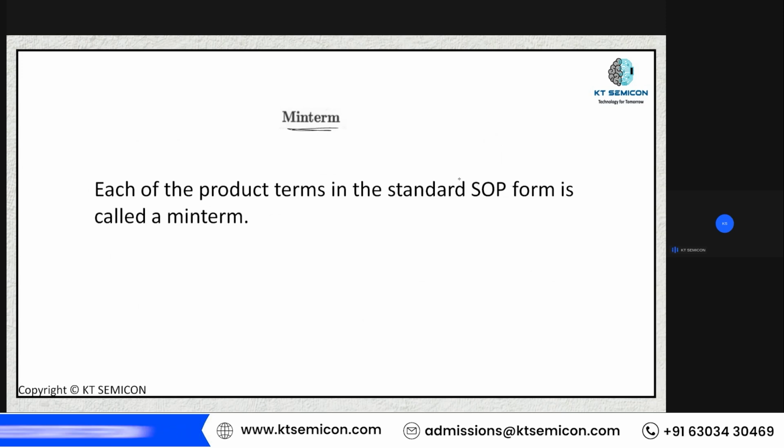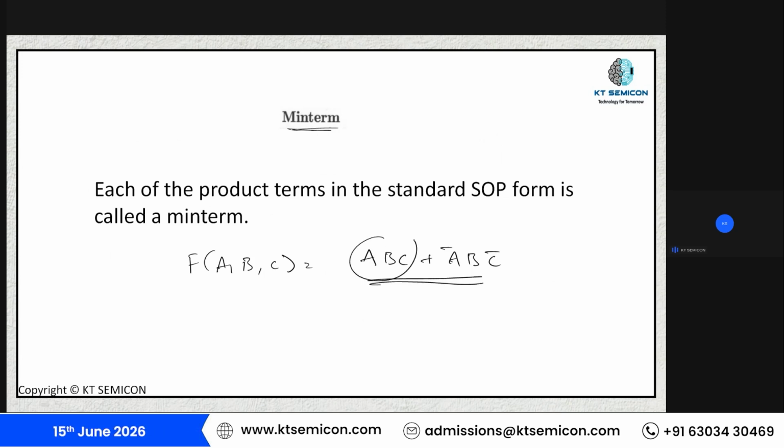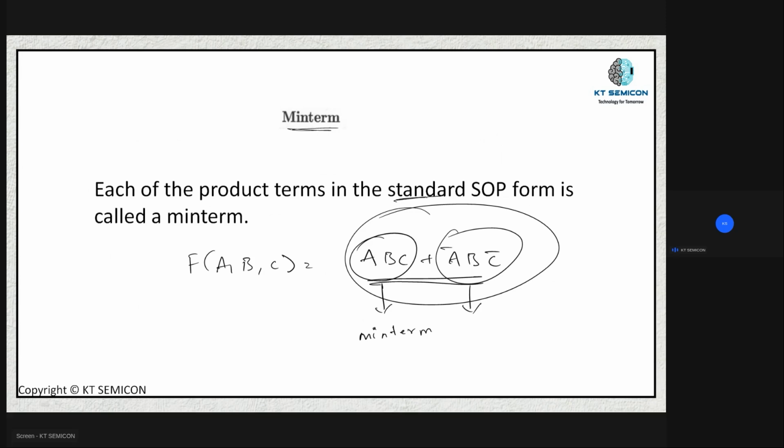Let's say we have this example: f(a, b, c) = abc + a'bc'. This is one product term and this is another product term. These product terms are known as my minterms. And this expression is basically in the standard form of representation.